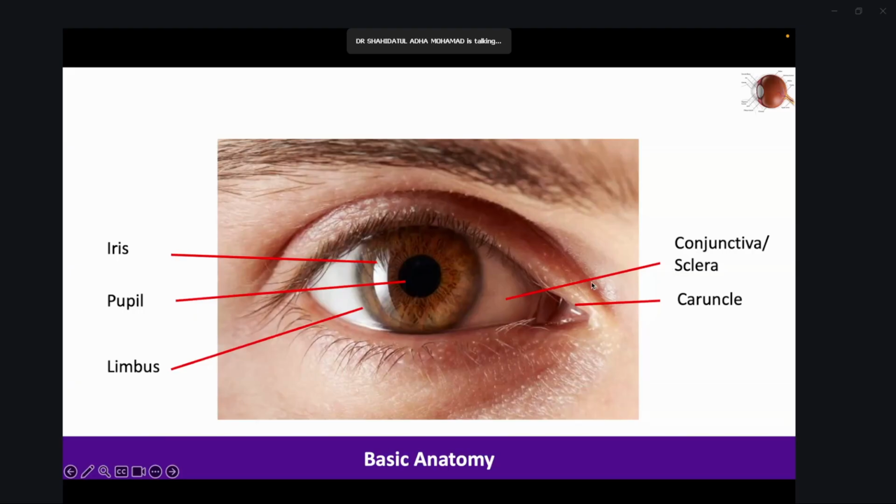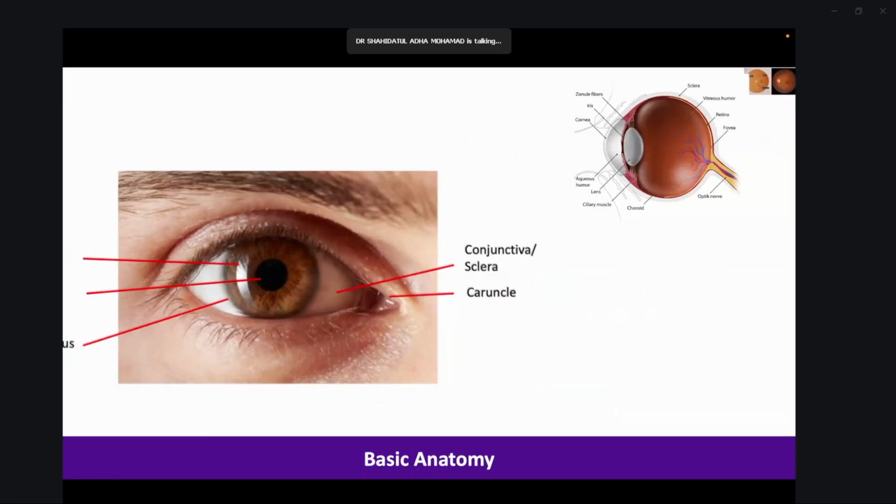The white part of the eye, most of you will call it sclera, but the sclera is actually the underneath part. Overlying it is a transparent layer that we call the conjunctiva. And at the medial canthus here is the caruncle, a structure that you have to look at for inflammation or redness in the case of thyroid eye disease.